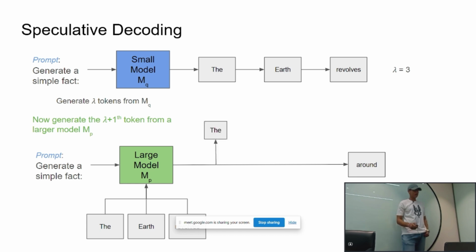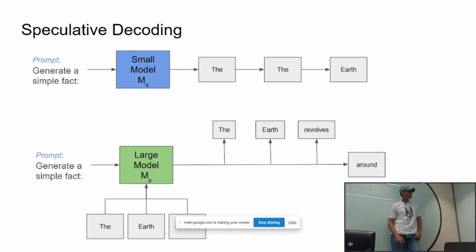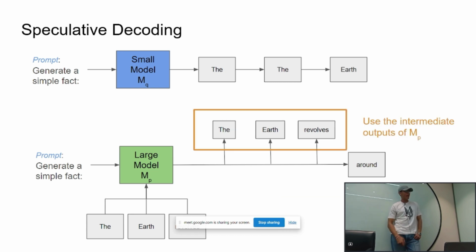But as I said previously, it doesn't just generate the last output token. It also generates these intermediate outputs, which are the hidden state outputs. So it will also generate "the earth" and "revolves". Again, as I said, for 0 to n minus 1 inputs, the decoder provides 1 to n minus 1 hidden states and the nth output. Keeping this fact in mind, I can use these intermediate outputs that are provided by the larger model to validate the outputs of the smaller model.